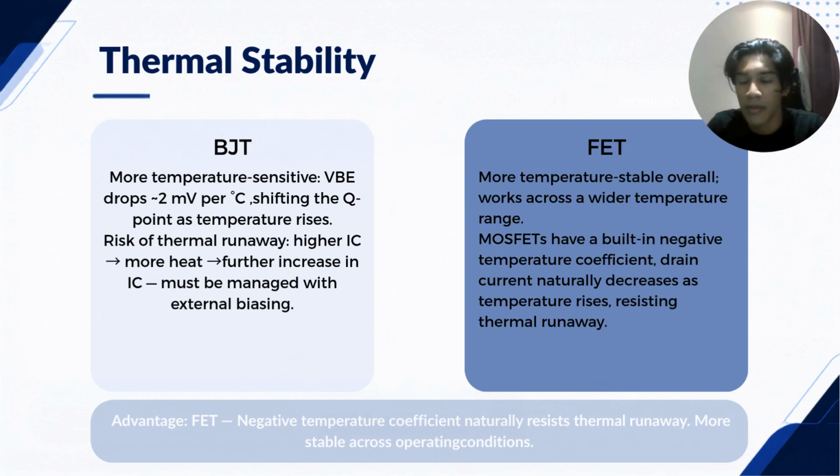Thermal stability is where BJT takes the biggest hit because they're very prone to higher temperatures. As the temperature increases, their beta value increases, which increases the collector current, which generates more heat, which in turn increases the risk of thermal runaway. FETs, compared to that, can still work at higher temperatures because their drain current naturally decreases as the temperature increases, so they resist thermal runaway.